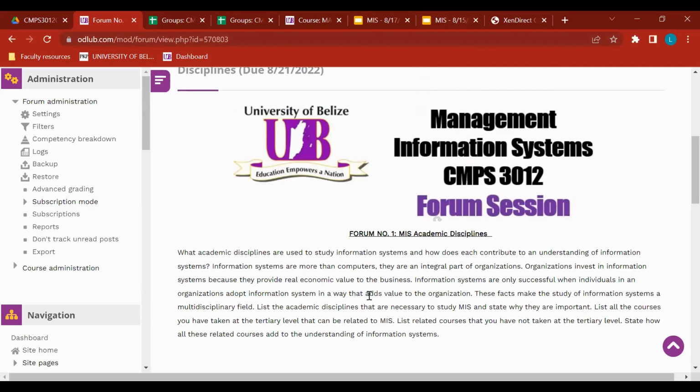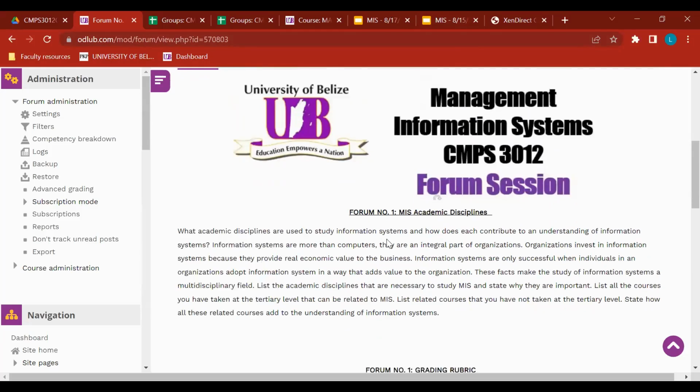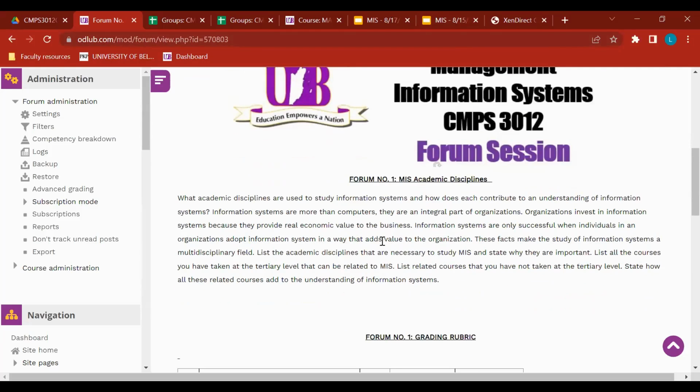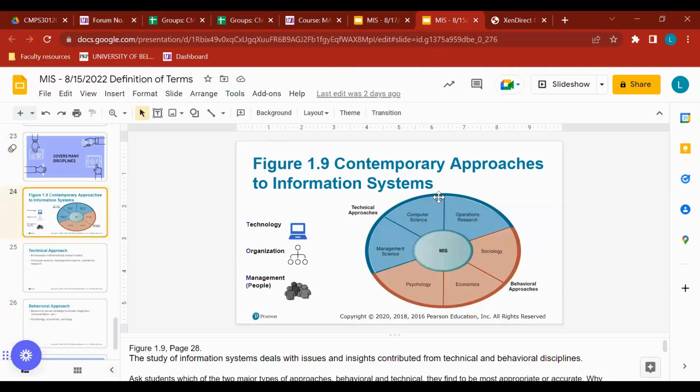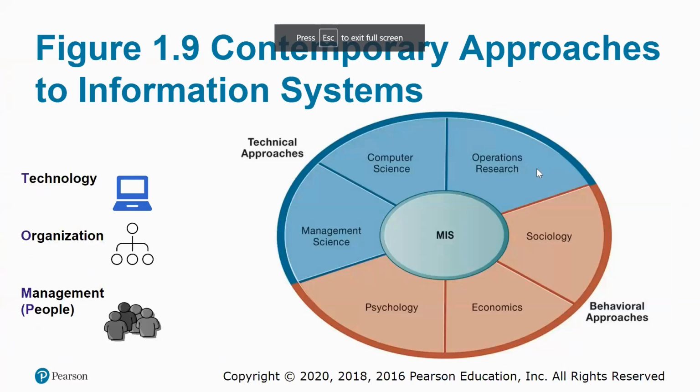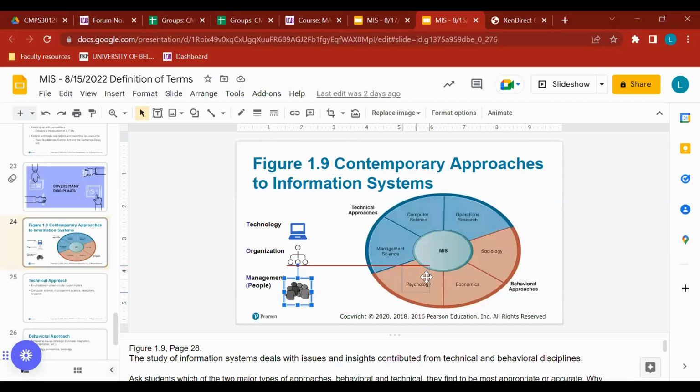So if anyone has already watched the interactive slides, they would already know what these disciplines are. They're broken down into 2 categories, and they cover several different domains. I'm just going to share that slide with you quickly if you haven't looked at it as yet. We have technical approaches and behavioral approaches, and the disciplines are all these that we see listed here. For example, psychology looks at management and people, right? Psychology deals with people. And then we also have sociology dealing with people.